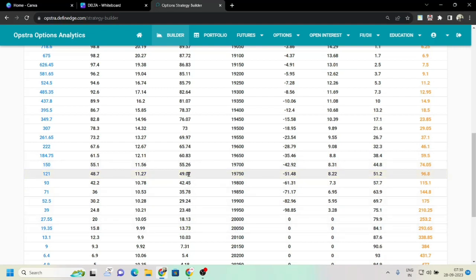If you select this strike, it will move 50 points. If you select this strike, it will move 18 points. So you can calculate which strike you are going to select and how much it will move. That's the simple calculation about delta.